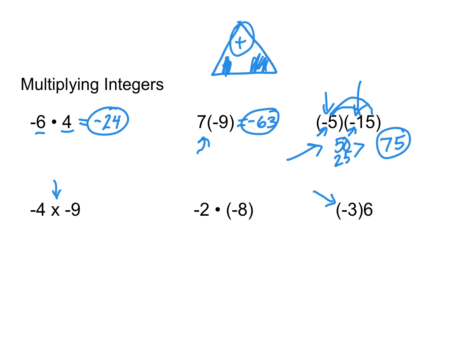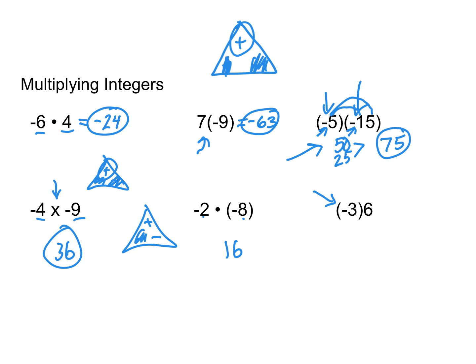Okay, so I'm going to use the triangle again on this one. I'm going to take 4 times 9, 36, cover, and I've got a positive answer. I'll use the triangle again. 2 times 8 is 16. Negative times negative is positive. And one more time with the triangle. 3 times 6 is 18. A positive. Oh, I should have done the negative first. A negative and a positive. I have a negative result.